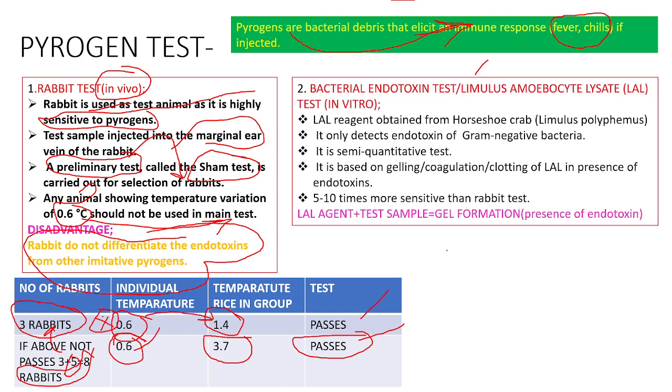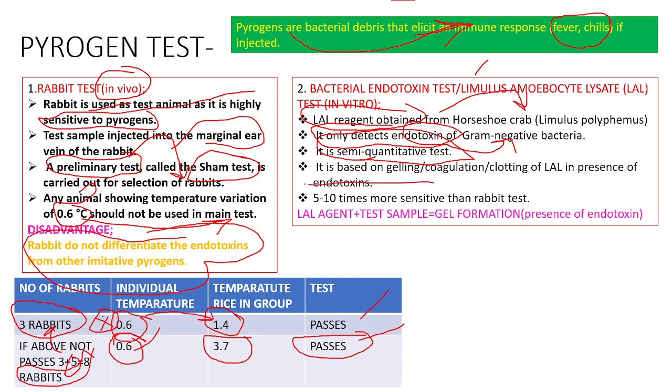Next one is the LAL test or bacterial endotoxin test. We can also call it the Limulus amoebocyte lysate LAL test, which is an in vitro test. The LAL reagent is obtained from the horseshoe crab, Limulus polyphemus. The importance of this test is that it only detects endotoxin derived from gram negative bacteria. It is a semi-quantitative test.